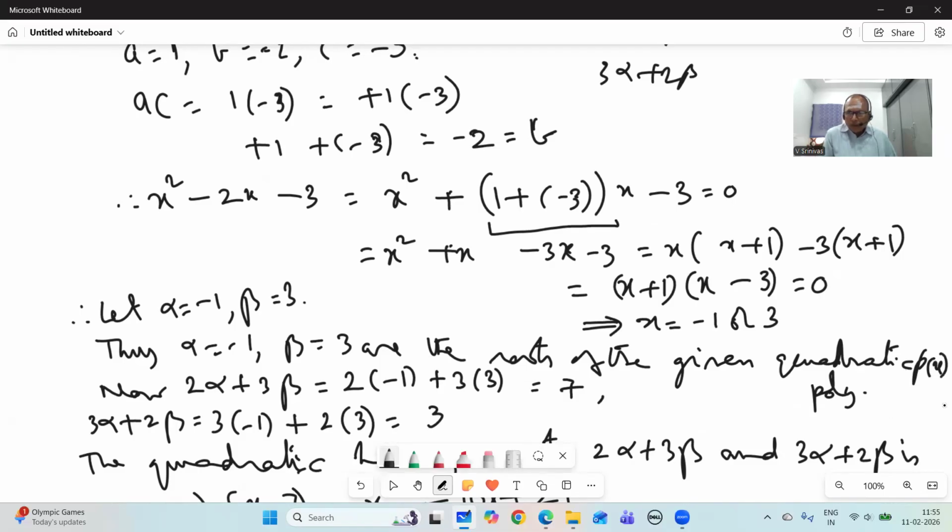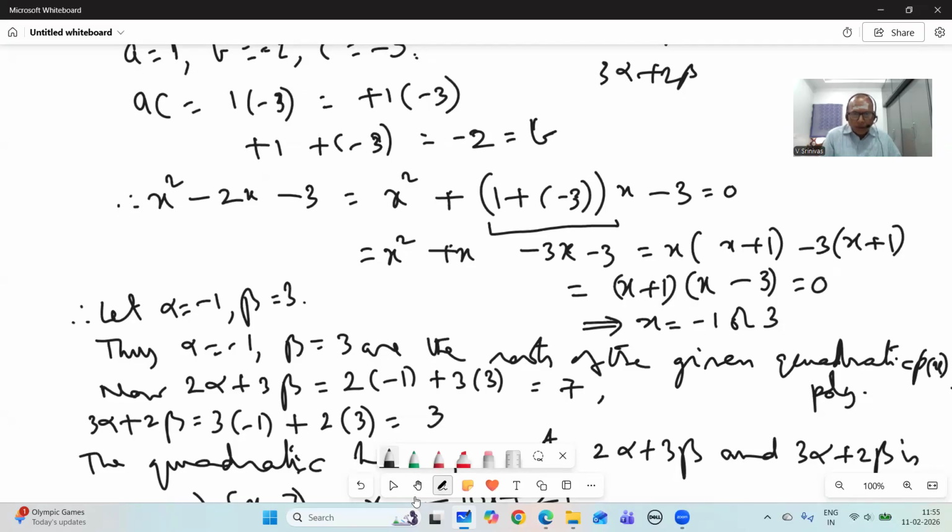Okay. Now you're asked to find the quadratic whose roots are 2 alpha plus 3 beta and 3 alpha plus 2 beta. In this, you substitute the values of minus 1 and 3. 2 into minus 1 is minus 2, plus 3 into 3 is 9, minus 2 plus 9 is 7. So 2 alpha plus 3 beta is 7, and 3 alpha plus 2 beta: for alpha you write minus 1, for beta you write 3. So this 6 minus 3 is 3. So you have to find the quadratic whose roots are 7 and 3.